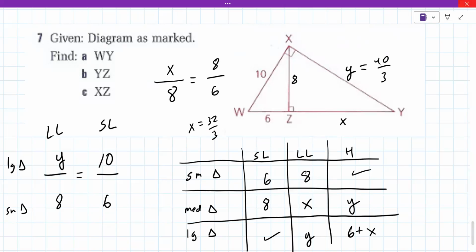And that allows you to find all the rest if you need to. Like WY is this thing right here. YZ is this right here. XZ is this right here. For whatever reason, the easier one to find was XZ. But they didn't have you do that first. All right. Let's see here.